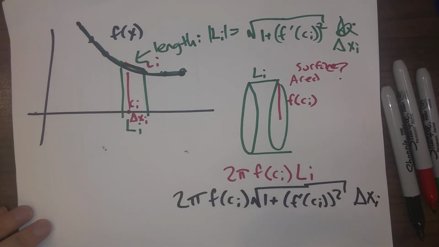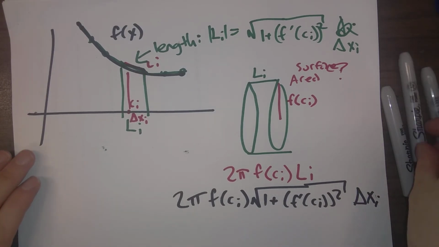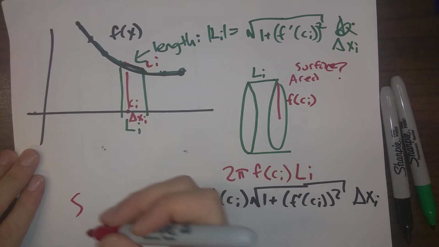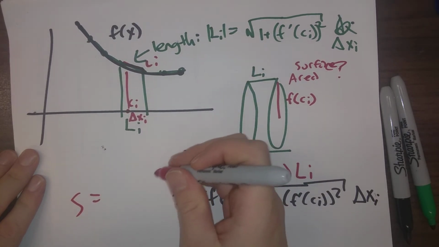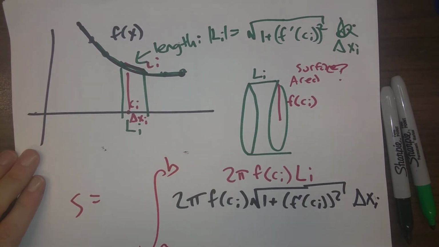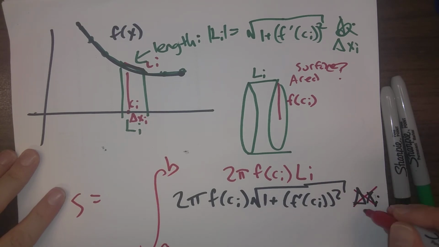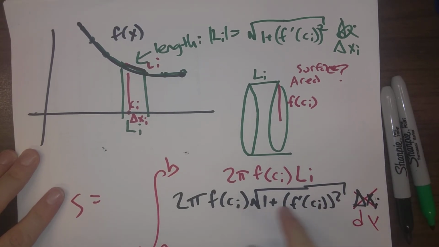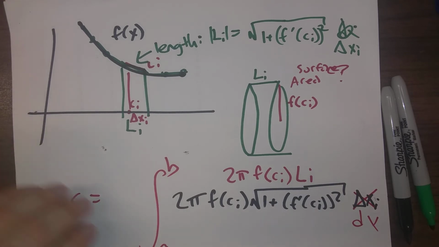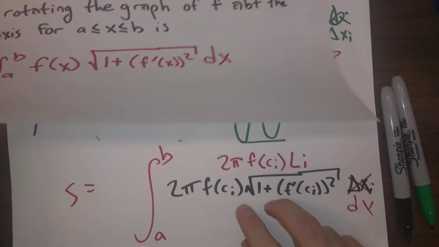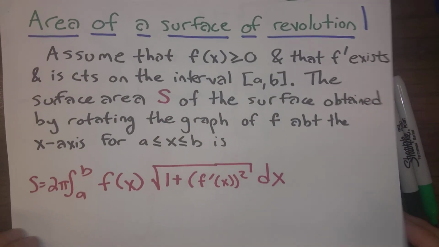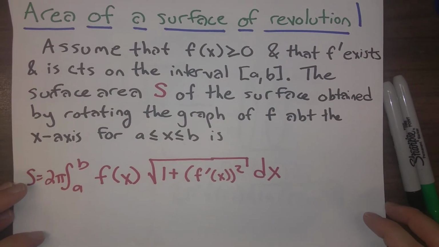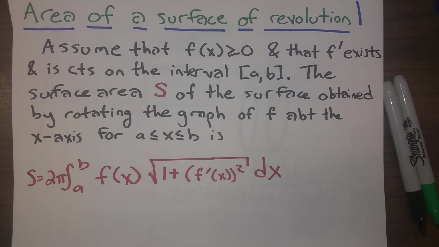And so then, when we want to find the overall surface area, we want to integrate this over the corresponding bounds. That becomes a dx, and the f and f prime just become f of x and f prime of x. And so all of that gives us this formula here for the area of a surface of revolution.